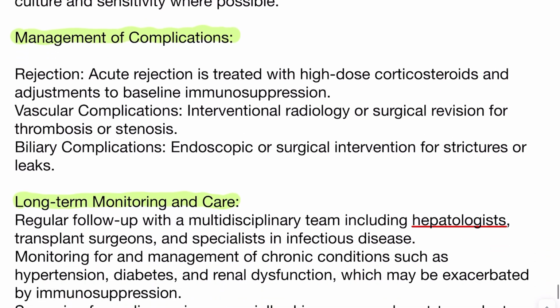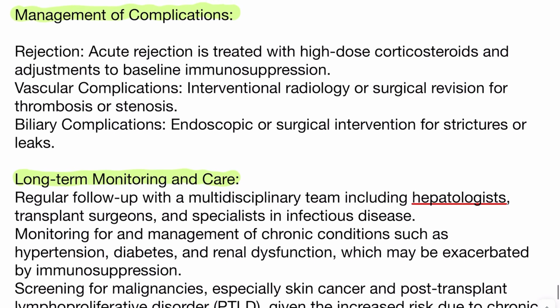Management of complications. Remember the complications include rejection. Acute rejection is usually treated with high-dose corticosteroids and adjustments to baseline immunosuppression. Vascular complications need interventional radiology or surgical revision for thrombosis or stenosis. And biliary complications again need endoscopic or surgical intervention for strictures or leaks.